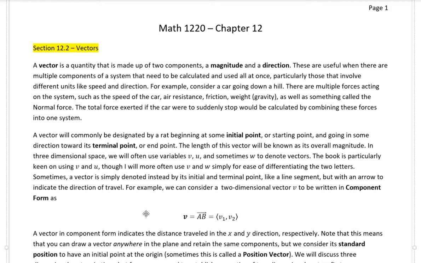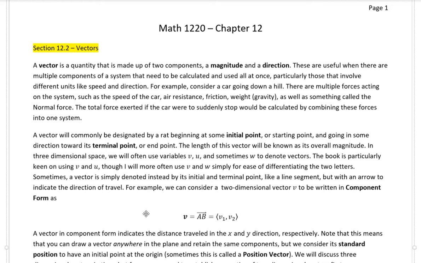In this video, we're going to go through section 12.2, which has to do with vectors. We talked a lot about three-dimensional concepts last time, and we are going to come back to three dimensions in just a moment, but we want to first discuss the concepts of vectors, and then relate them to what vectors are going to be in both 2 dimensions and also 3 dimensions.